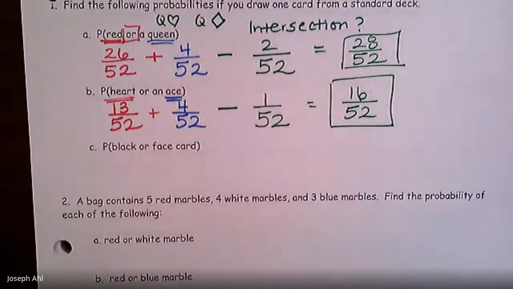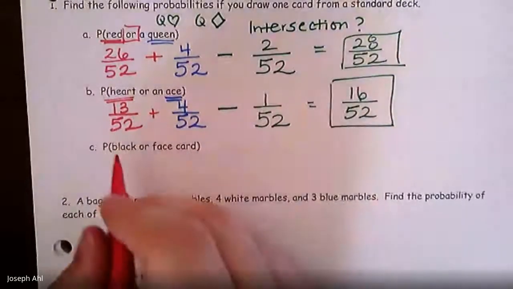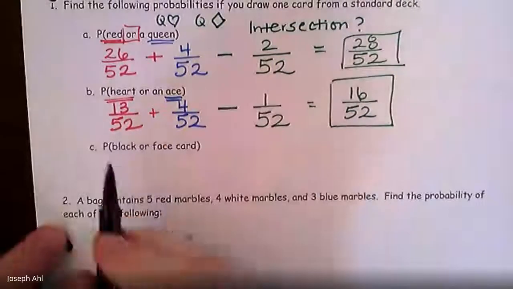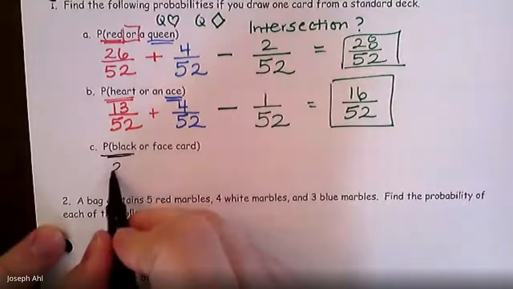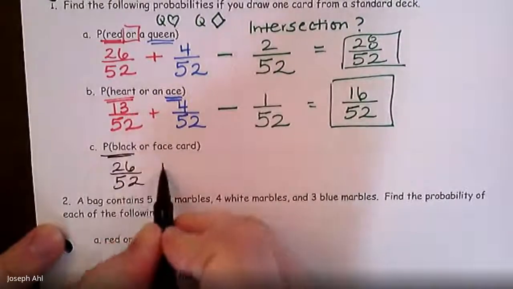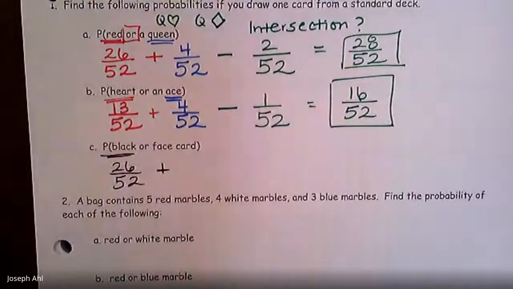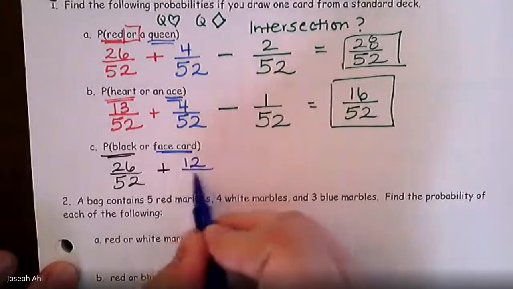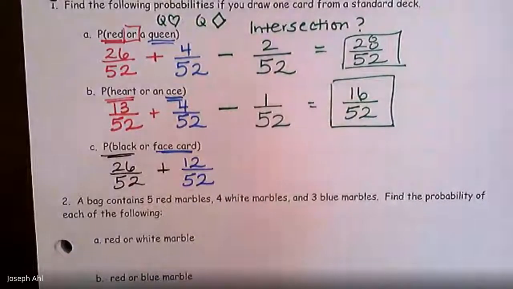Okay, last one in the card section, we got the probability of black. So probability of black, do I have a black marker? Look at that, I do. Get fancy here. Probability of black is 26 out of 52, plus the probability that you get a face card. So face cards, we haven't talked about those maybe a lot within our card lessons, but there's 12 face cards in the deck. Okay, you got 4 jacks, 4 queens, 4 kings, for a total of 12 face cards.